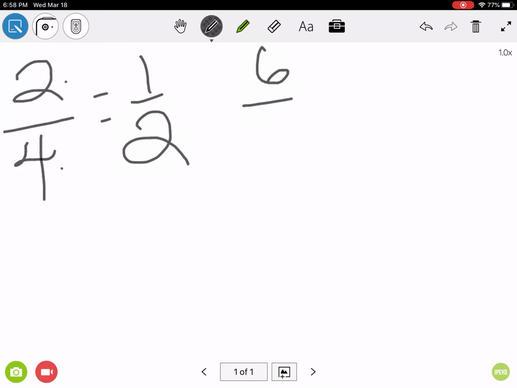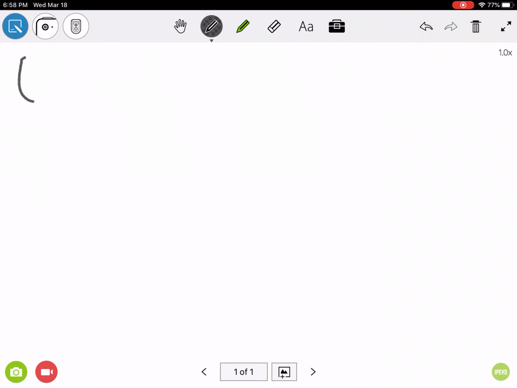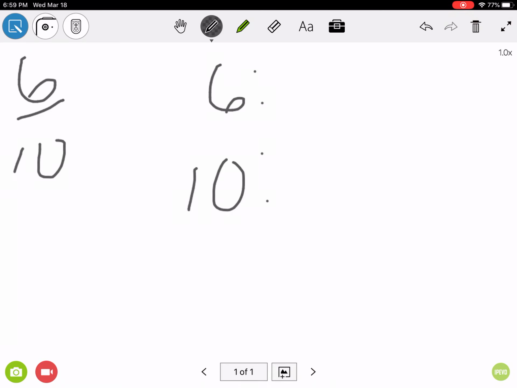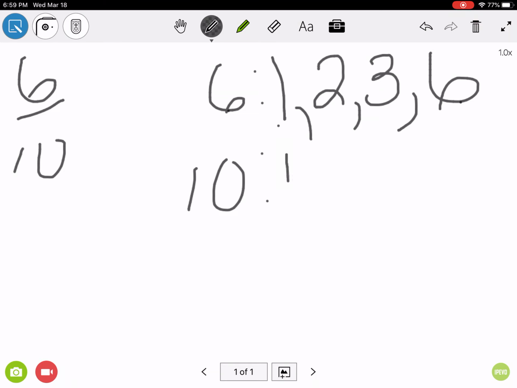The next one is 6/10. Now let's do the prime factorization. We're going to do our prime factorization of 6 and 10. So we're going to write all the factors of 6 and all the factors of 10. So we have 1 and 6, because 1 times 6 gives you 6. 2 and 3. How about 10? We know 1 and 10. 2 and 5. Right?